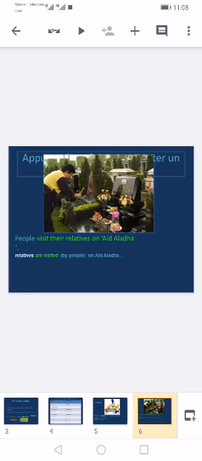The second sentence is also in the simple present. People visit their relatives on Eid al-Adha. Relatives here is the object, which we are going to start with. Visit is just a regular verb, so we are going to add ed in the past participle. So relatives are visited by people on Eid al-Adha.